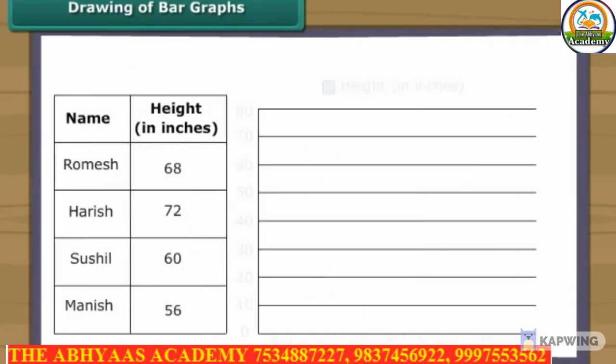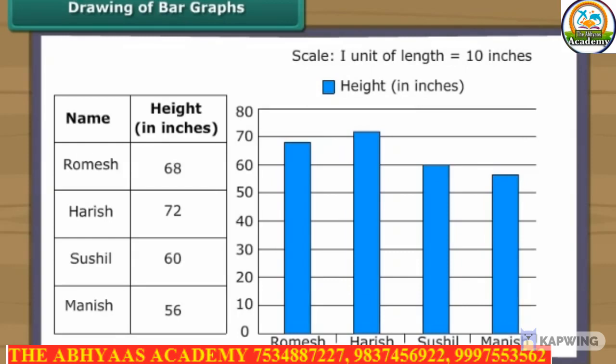Now let us draw vertical bars. The height of the bars is decided by the heights of the boys in inches. The taller the boys, the taller the bars.